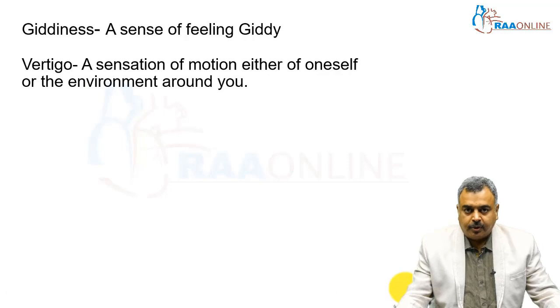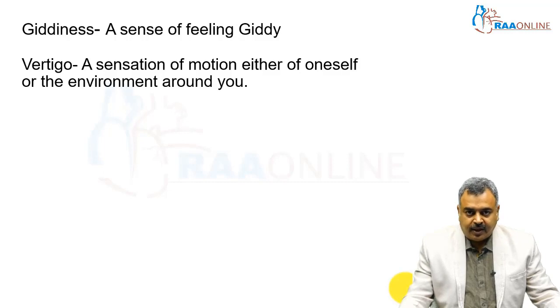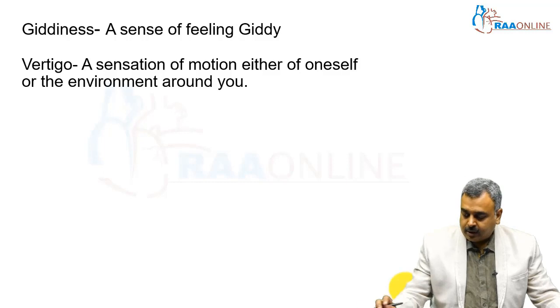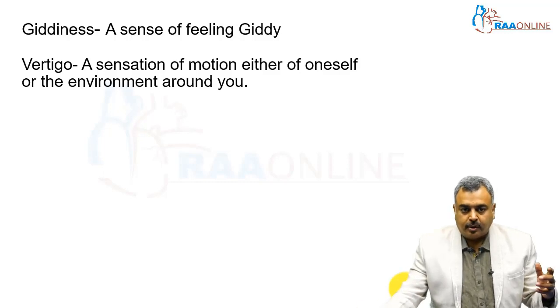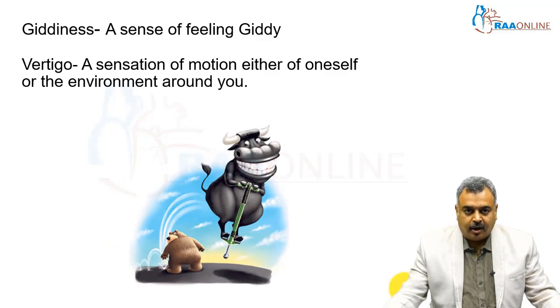So when we talk about vertigo, we have to know about a couple of terms. Giddiness. When a patient comes to us, they say that they are feeling giddy, and giddiness is a sense of feeling giddy, and what we assess the patient for is vertigo. Vertigo can be defined as a sensation of motion either of oneself or of the environment around you. So either the environment moves around you, a reeling sensation, or the patient feels that they are moving around. So if you are using a pogo stick, you are not having vertigo.